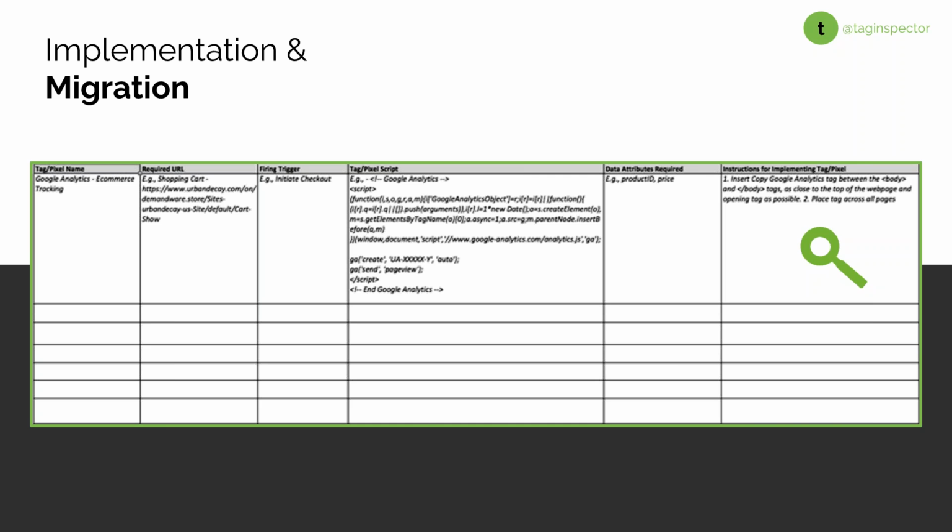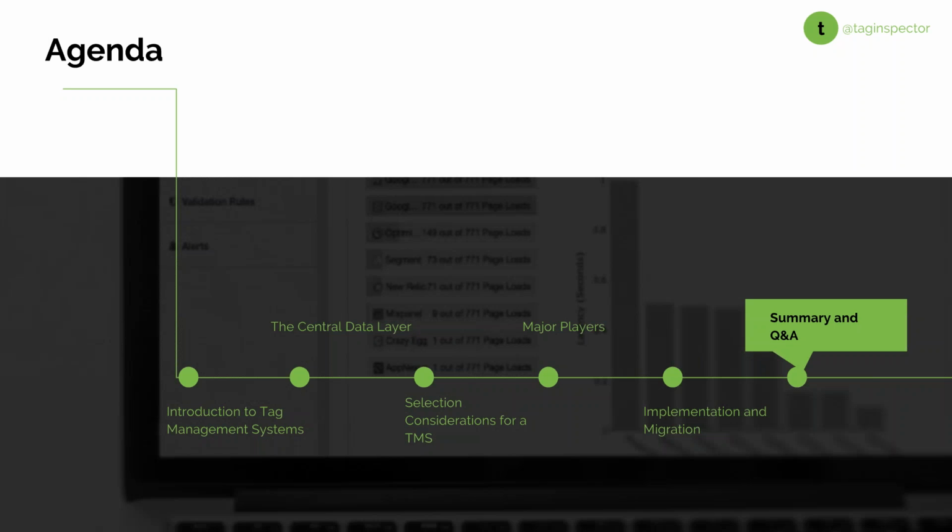So putting this together, defining all these different requirements, then allows you to go through that migration process. So start removing tags from the page, implementing them via your tag management system, making sure that they are on every single page, making sure that all the data points are captured as they should be, and then making sure that everything is loading and coverage is there.